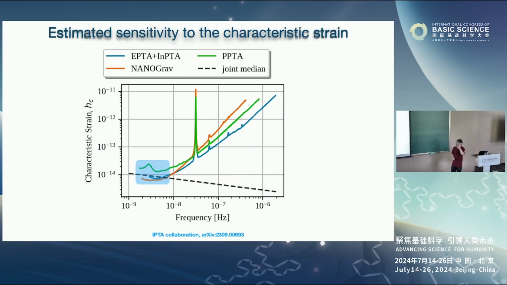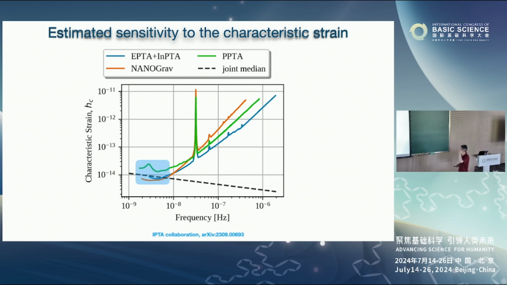Anyway, after they released their data, the International Pulsar Timing Array also did some further analysis to check whether these different collaboration results are consistent with each other or not. They only give us the analysis for the EPTA, PPTA, and NANOGrav. The reason is that only these three collaborations have released their data. As far as I know, the Chinese Pulsar Timing Array collaboration has not released their data up to now.